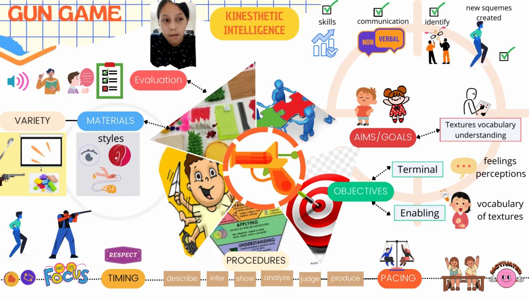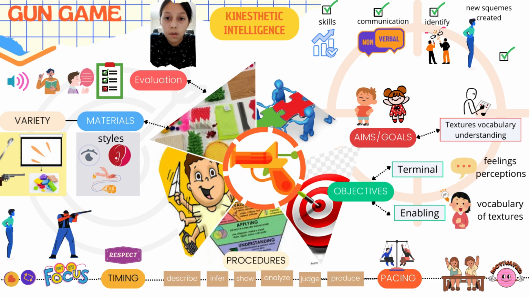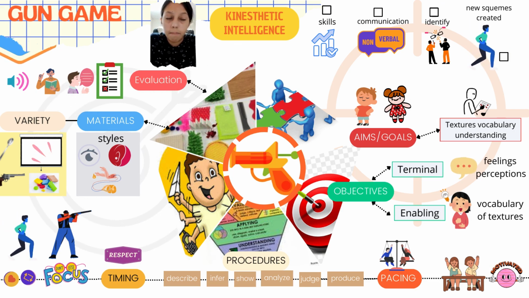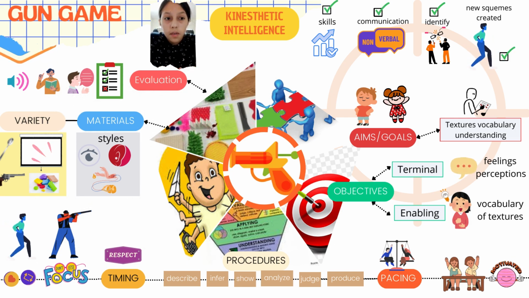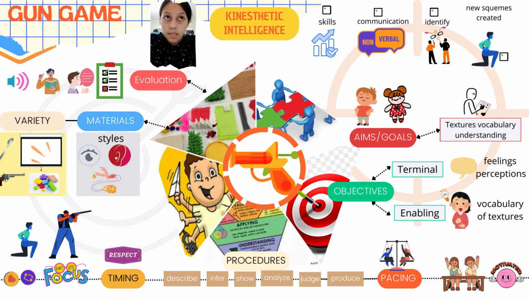In the objectives, we have the terminal objective. Students will successfully describe their feelings and perceptions of the presented stuff. In the enabling objective, students will understand the vocabulary of textures. In the part of procedures, the teacher based this activity on Bloom's taxonomy verbs.